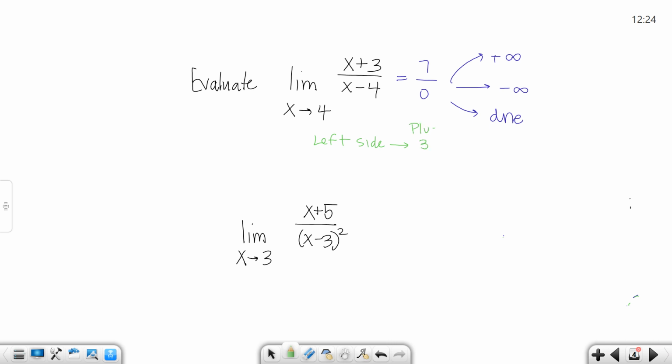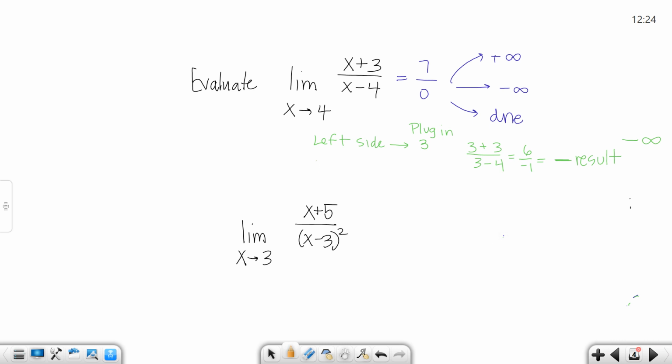So I'm going to plug in 3 to look at the sign. I don't care the number, I just care about the sign. So if I plug 3 into this function, I get 3 plus 3 over 3 minus 4. So that's 6 over a -1. I don't care that it's 6. What I get out of that is that it's a negative result. Okay? A negative result means that it is going to negative infinity on that side.